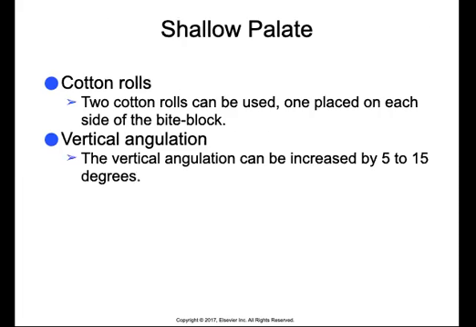So if you have a patient that has a shallow palate, cotton rolls are going to be your best friend. 2 cotton rolls can be used at a time, 1 placed on either side of the bite block. Also, vertical angulation can be increased by 5 to 15 degrees if you have to. And sometimes you have to, especially since these dexters in our lab have extremely shallow palates.